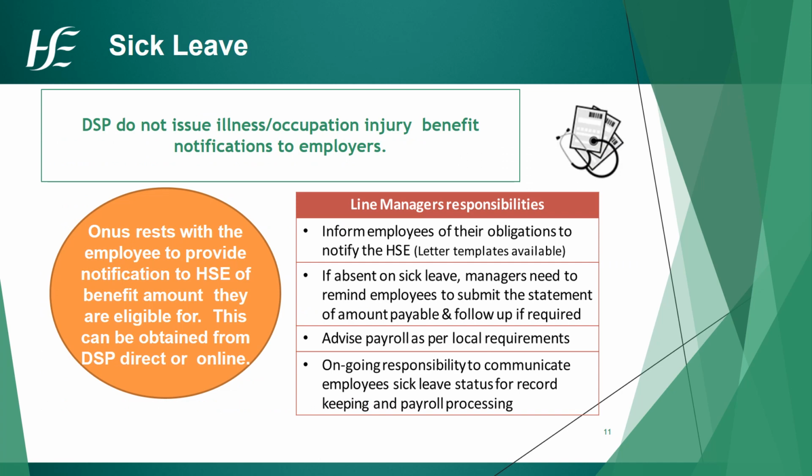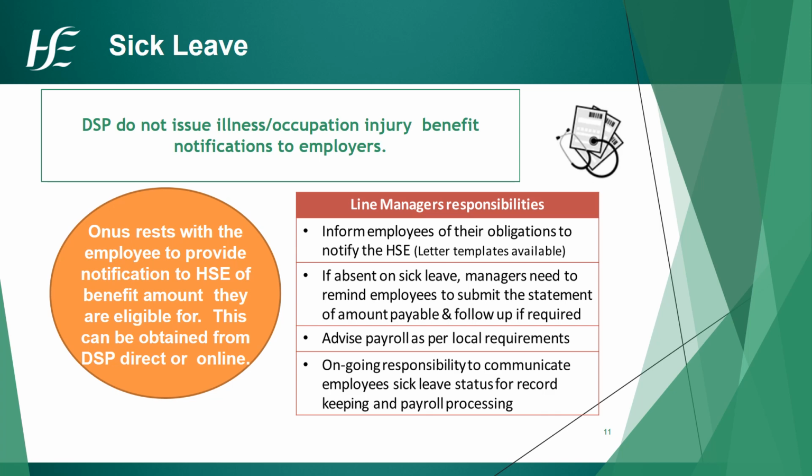The notification of sick pay by the Department of Social Protection changed back in 2018. So since then, the employee must let his or her line manager know of the amount of illness or occupational injury benefit that they're in receipt of. So that's just to ensure that necessary adjustments to pay can be made. So the onus is on the employee to notify their line manager.